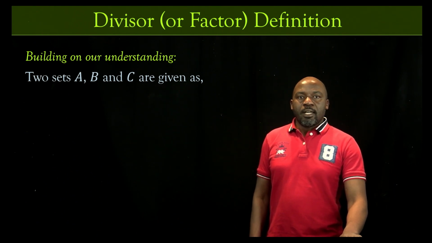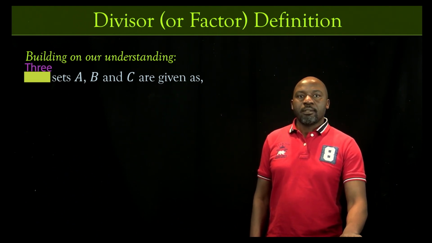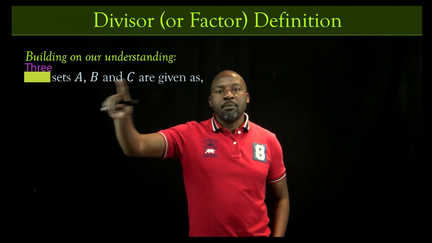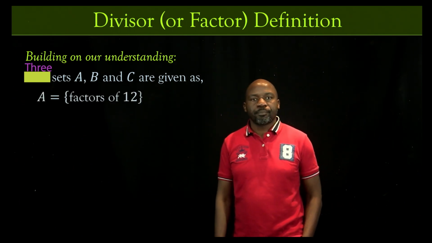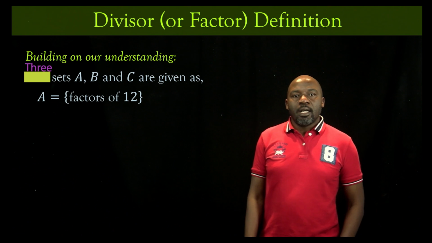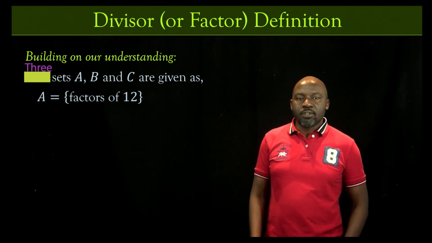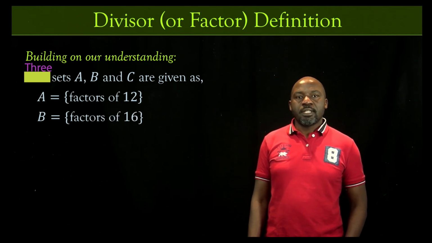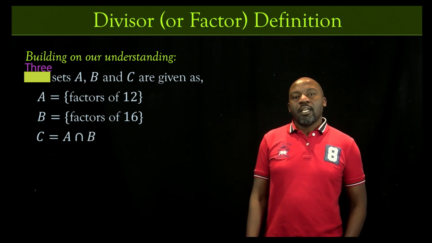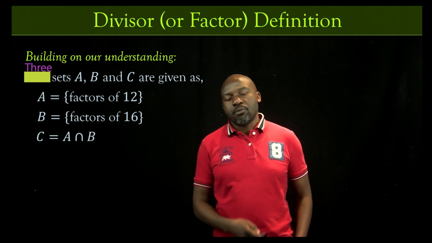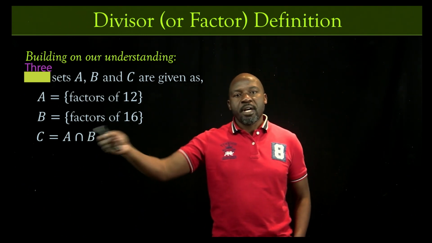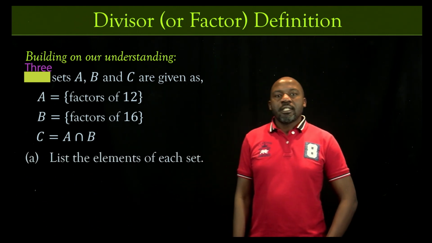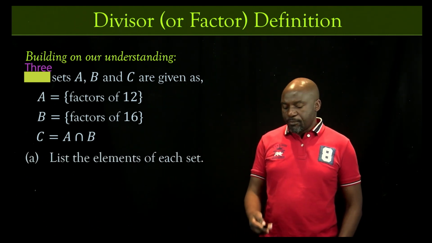Three sets A, B, and C are given as follows. The set A is the set containing factors of 12. The set B is the set containing the factors of 16. And the set C is the set A intersection B. Hoping you remember what we mean by A intersection B based on the previous topic on sets. List the elements of each set. That's the first question.